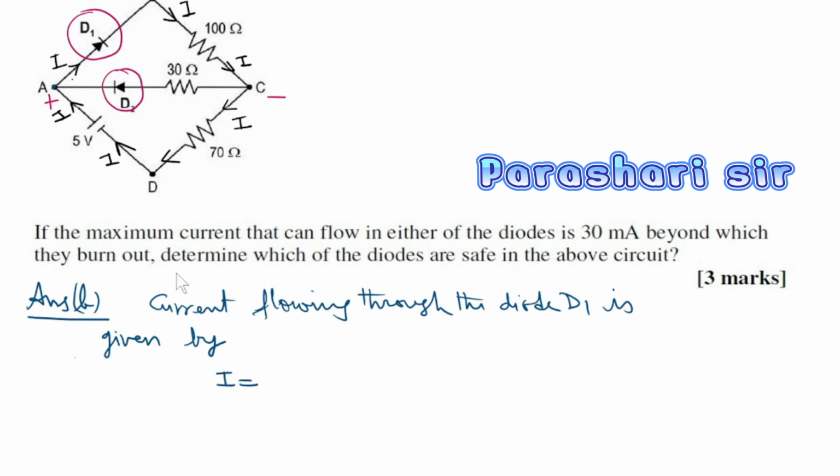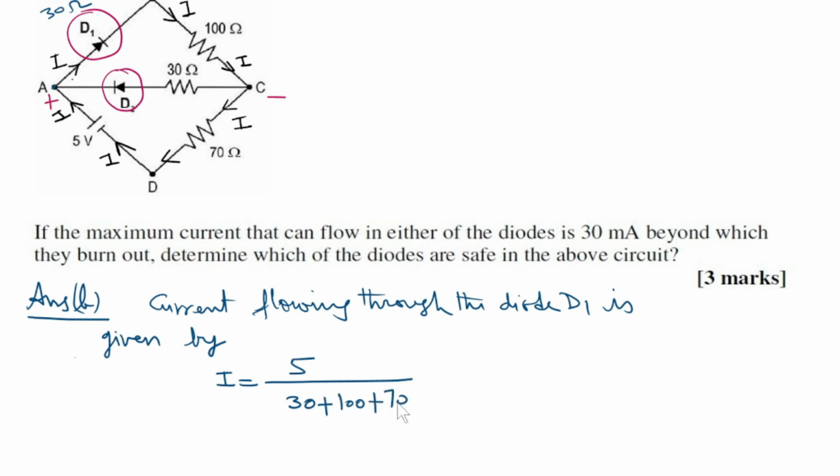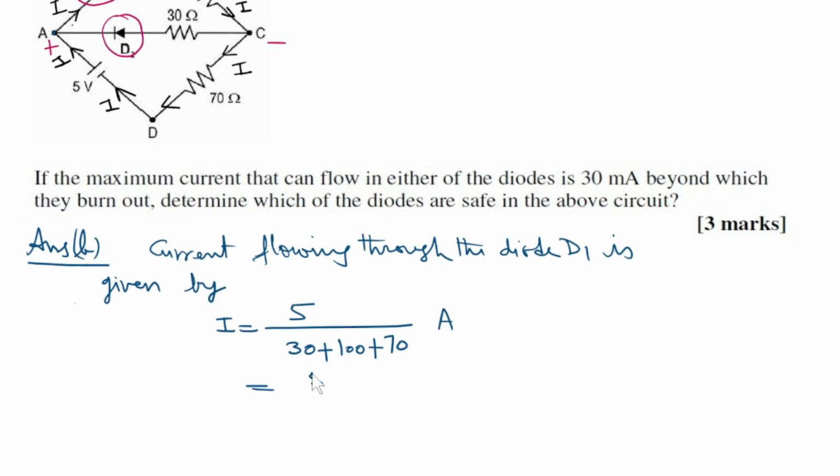I equals to, now you see, this current I flows through resistance 30 ohm of diode D1, then through 100 ohm resistor, then through 70 ohm resistor, and hence I should be given by 5 divided by 30 plus 100 plus 70 amperes. This is equals to 5 by 200 amperes, and this is further equals to 25 milliampere.